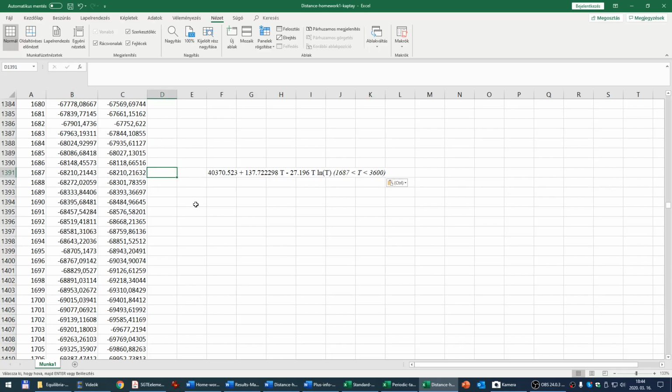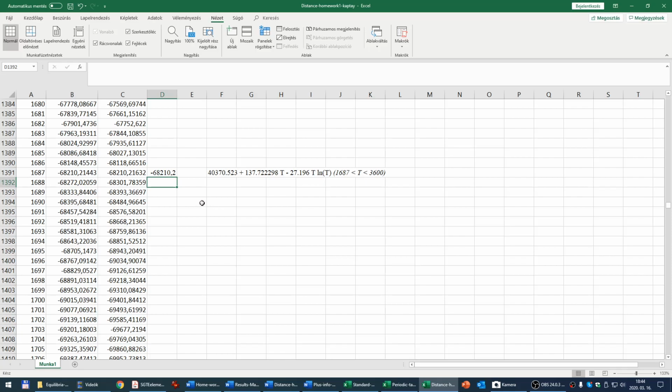Now to go on, I have to copy this equation aside, equals 40,370.523 plus 137.72298 times temperature minus 27.196 times temperature times ln temperature equals.